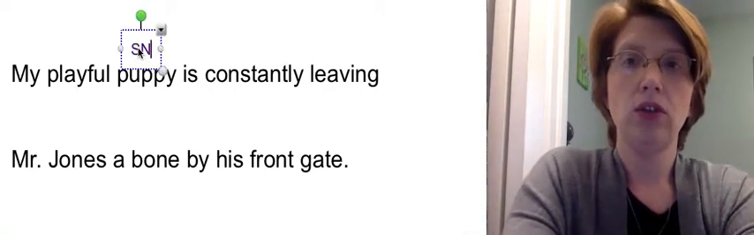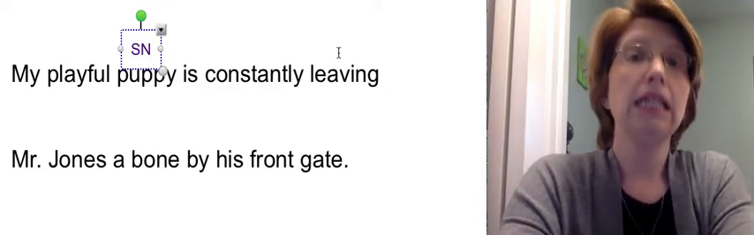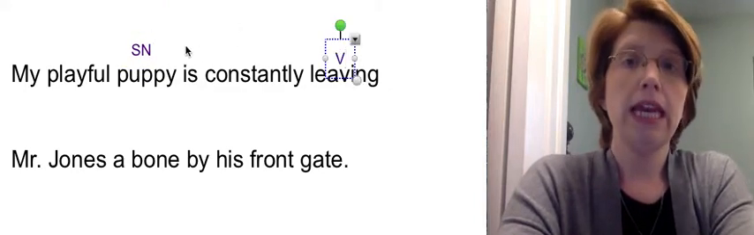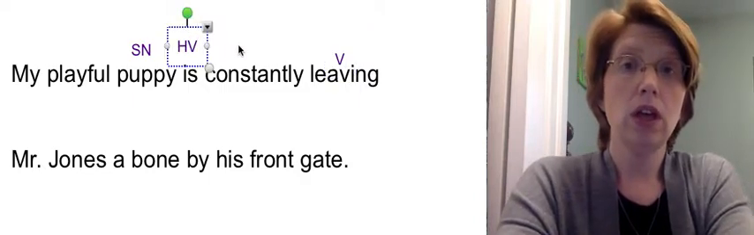All right, you ready to check? My playful puppy is constantly leaving Mr. Jones a bone by his front gate. Who is constantly leaving Mr. Jones a bone by his front gate? Puppy, subject, noun. What is being said about puppy? Puppy is leaving, verb. Is, helping verb. Is leaving how? Constantly, adverb. Be careful with those adverbs. See how they put it in between the verb there?